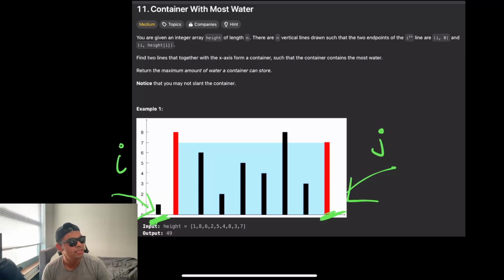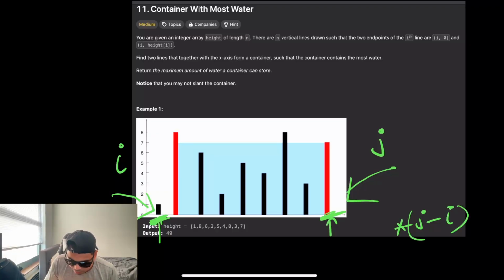Now we're checking what's going to be the amount of water contained within these two lines. That will be the index of this minus the index of this, so j minus i, multiplied by the minimum of these two lines. What is that? 7 and 1, what's the minimum? 1. So you multiply that, and then j is at 8.